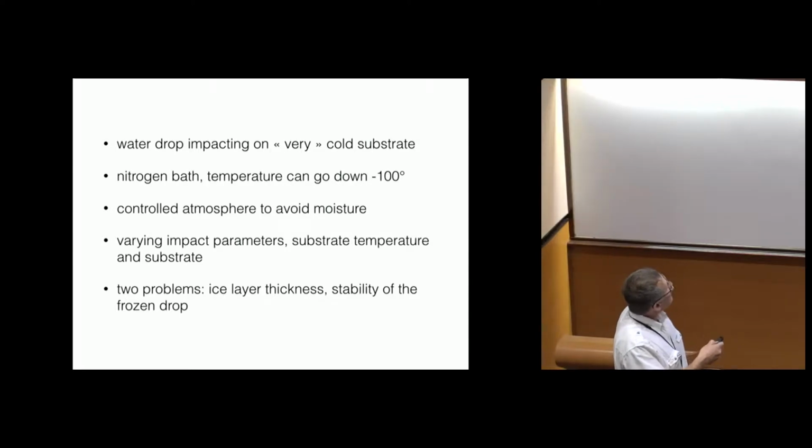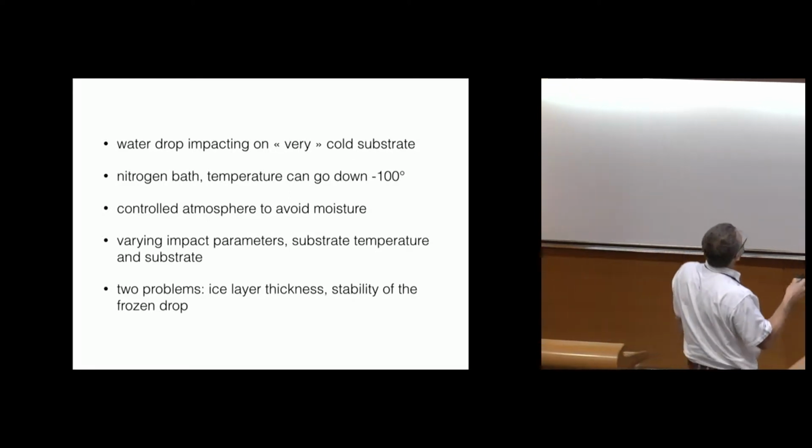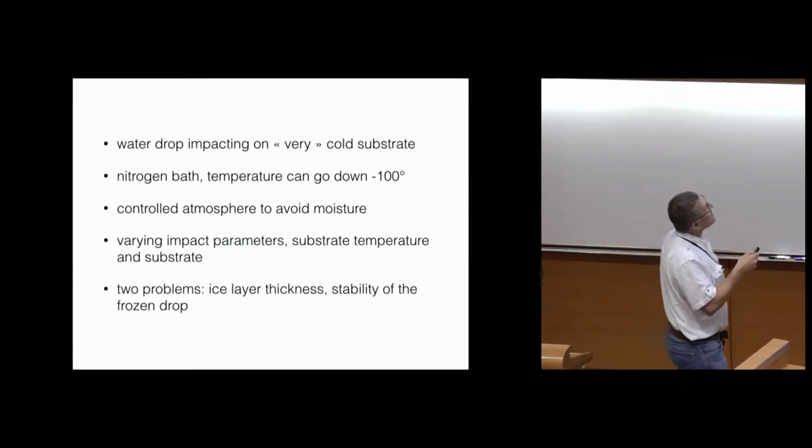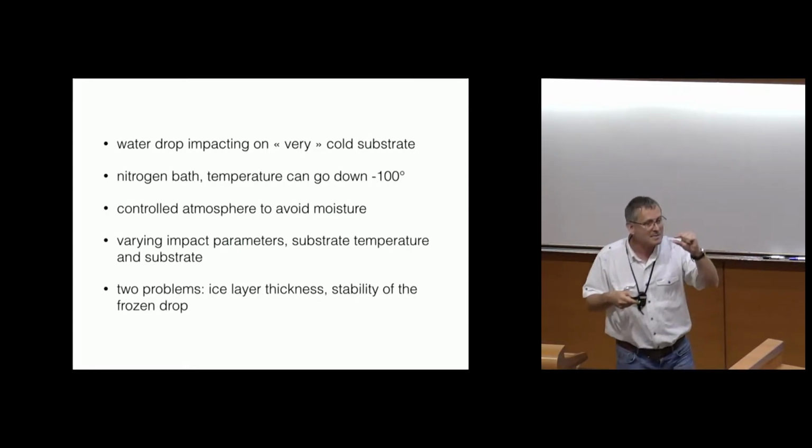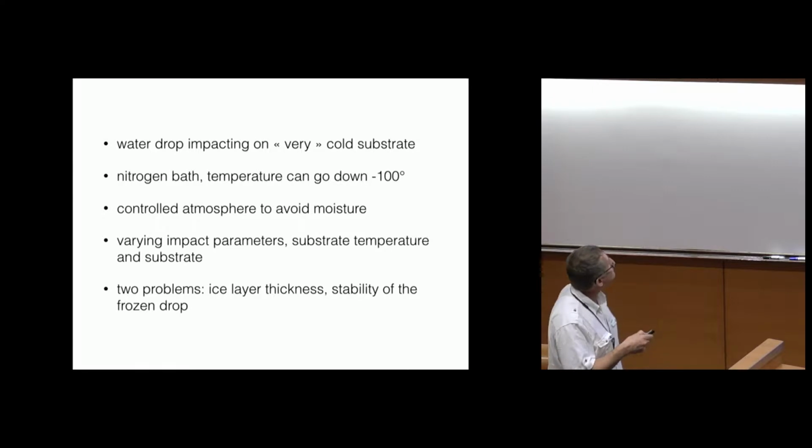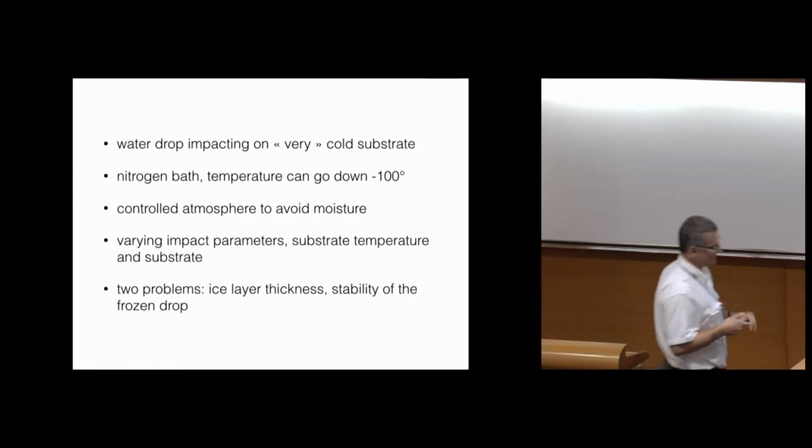So we vary the impact parameters. That means the drop velocity, the drop radius, the substrate temperature, and also the substrate. You will see we also change the substrate. And actually, I will discuss today 2 problems. First, trying to understand what is the typical ice layer that we form. And also, I will finish with some work that we did 2 years ago on the stability of the frozen drop, if I have some time.